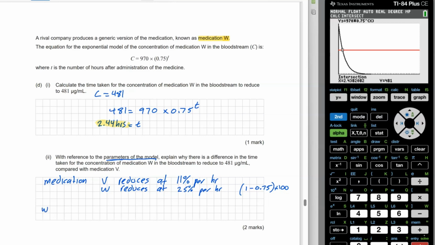So we'll just write down that now we know what the decay rates are, W reduces at a higher rate than V. Therefore, W will reach 481 micrograms per mil faster. Yeah, that should be enough to get you your 2 marks there. And that is the end of the exam.